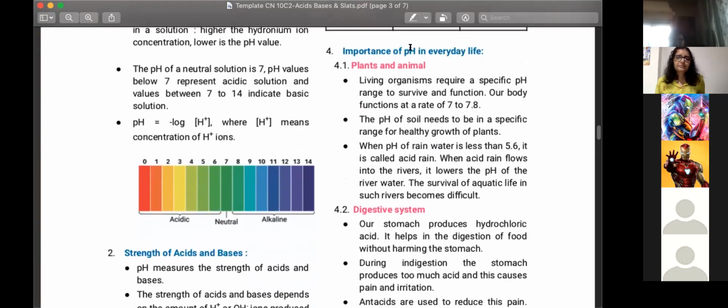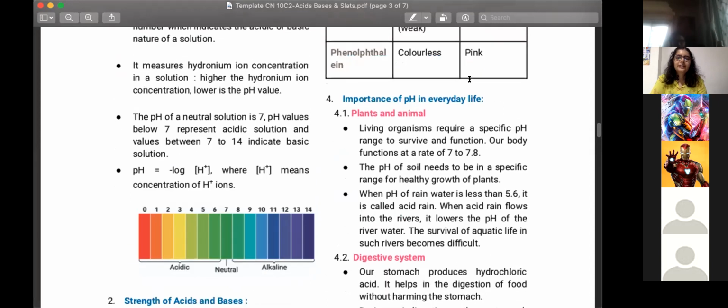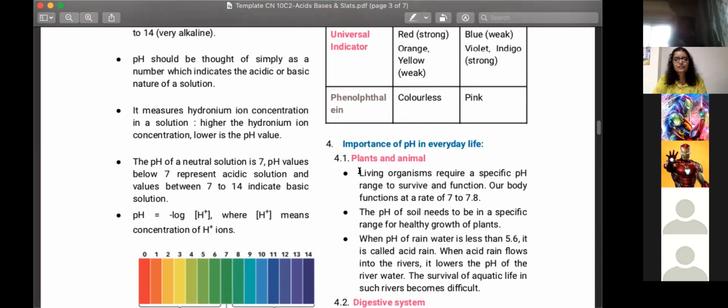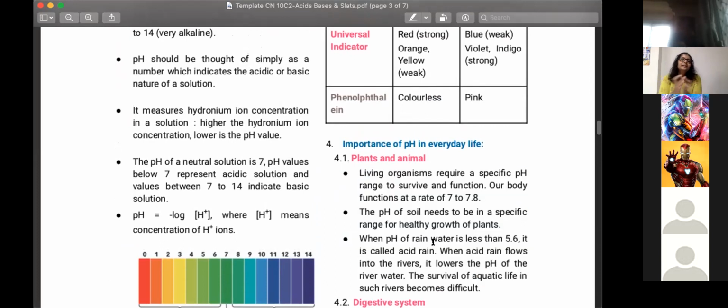Importance of pH, or rather acids and bases in everyday life. The reason why we study it is that it's quite important for the world to function. So plants and animals, living organisms, require a specific pH to survive and function. Can you guys give me an example of this particular specificity that you have studied in life processes?